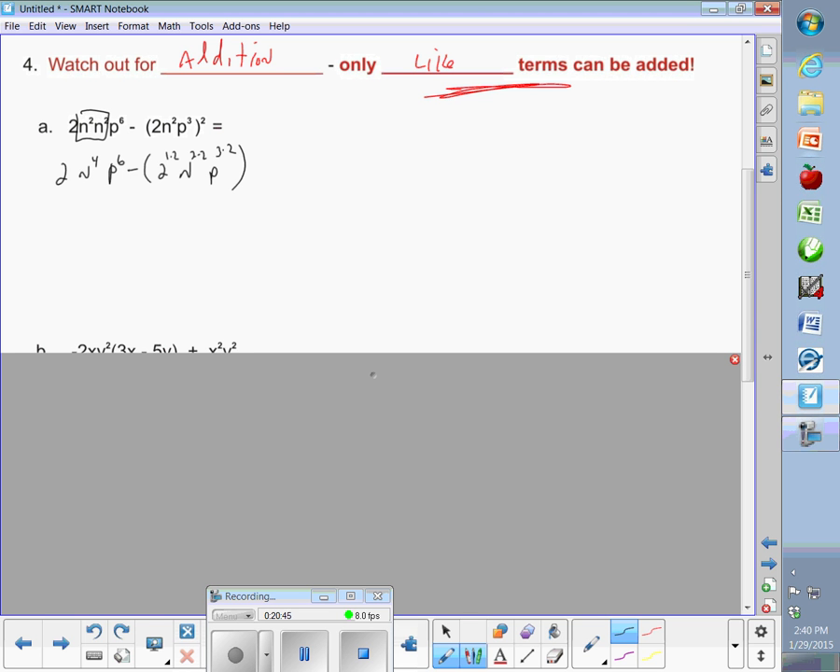All right, let's write the next line. We still have a 2, n to the 4th, p to the 6th, minus, what's a 2 squared? And you should think 4. N to the 2 times 2, n to the 4th, p to the 3 times 2, p to the 6th. Look where we're at right now. We have like terms.